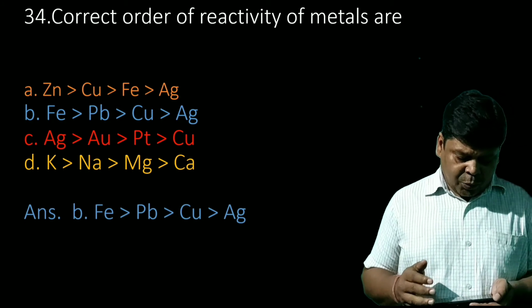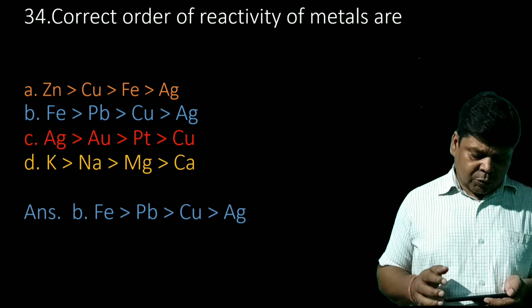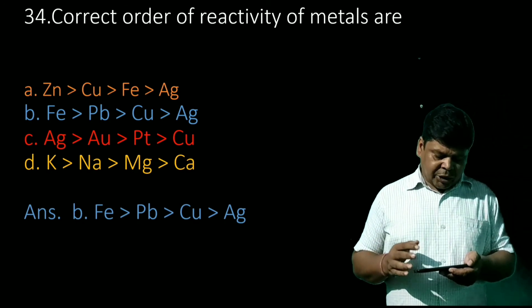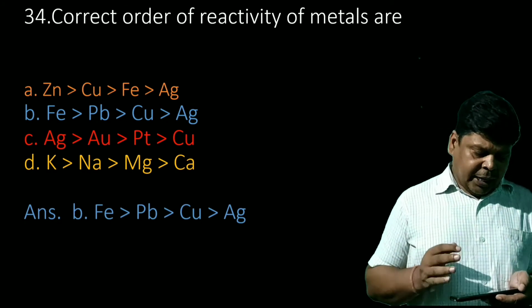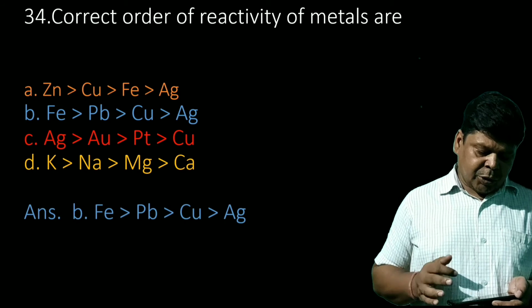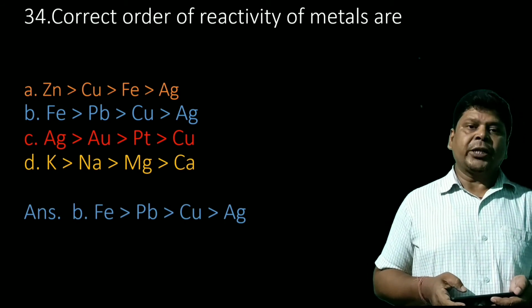And see, third one, silver, gold, platinum, copper. In this one, copper is more reactive than all these metals, so this one is incorrect. And D, potassium, sodium, magnesium, calcium. Here, calcium is more reactive than magnesium, but here magnesium is shown more reactive than calcium. This one is incorrect. So B is the answer of this question.